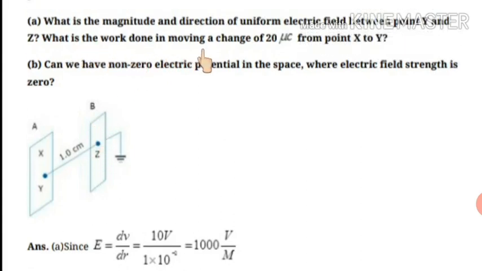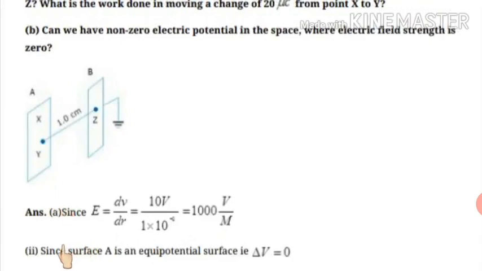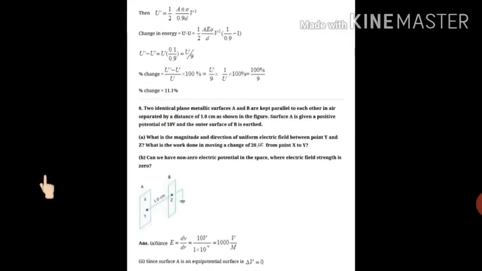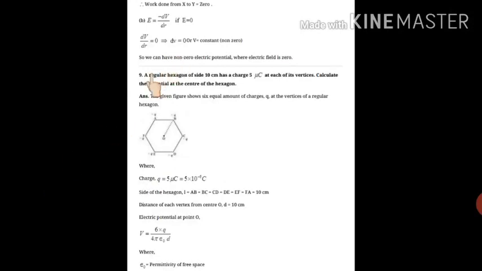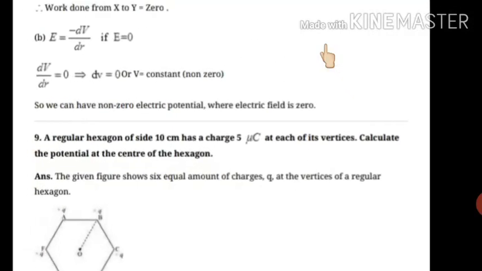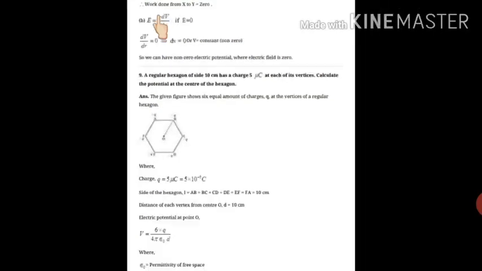What is the second part of the question? What is the work done in moving a charge of 20 microcoulomb from point X to Y? Now we know this is a metallic surface. It is a conductor, and on a conductor potential is the same. There is no potential difference between these 2 points X and Y, so how much will be the work? The work done will be 0. Since surface A is an equipotential surface, the potential difference is 0, and if potential difference is 0, no work is done in moving a charge from one point to another. So I think this part is clear, work done from X to Y is 0. Now what is the next question?